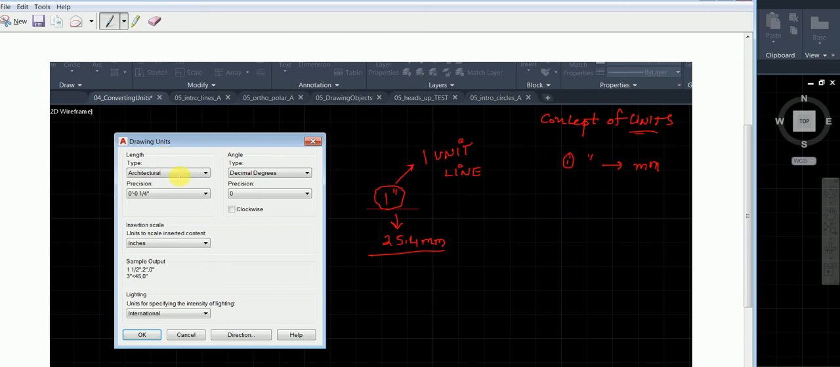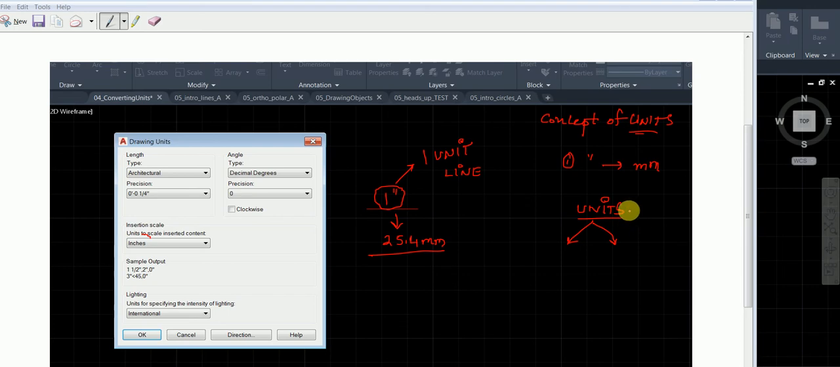Okay, before we start, let me just give you some story. Something you need to understand whenever we talk about units. Hello? Okay, good. Now you can hear me.